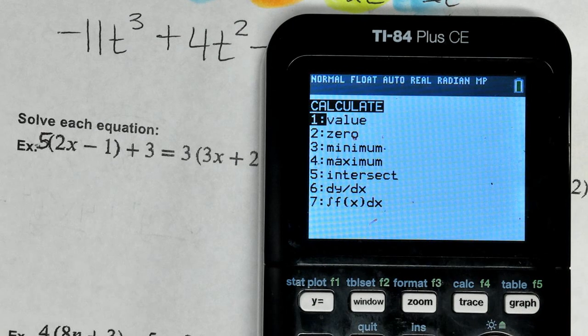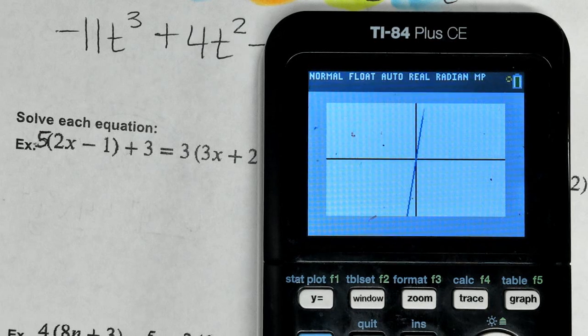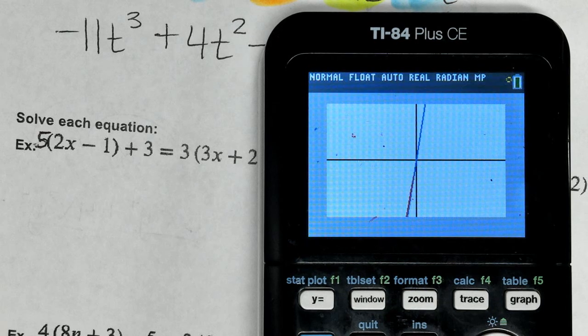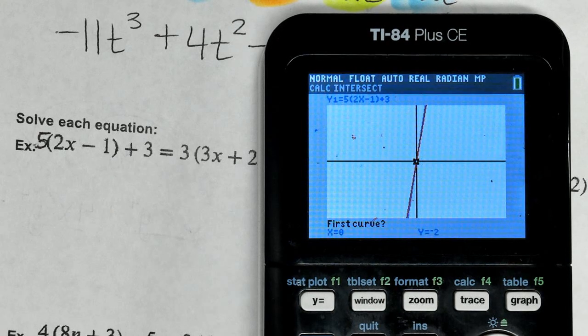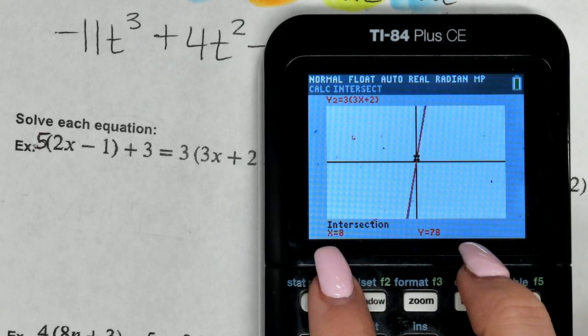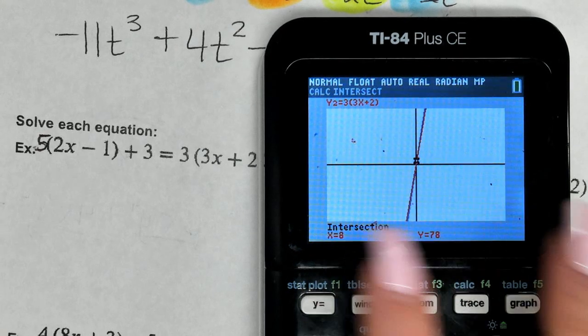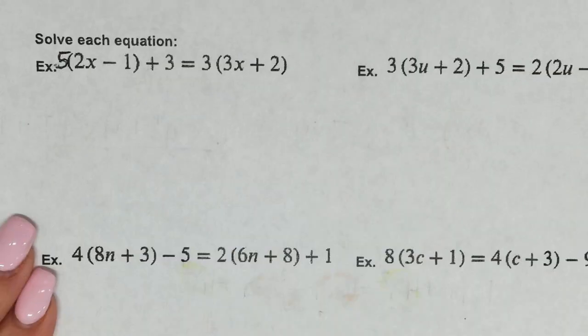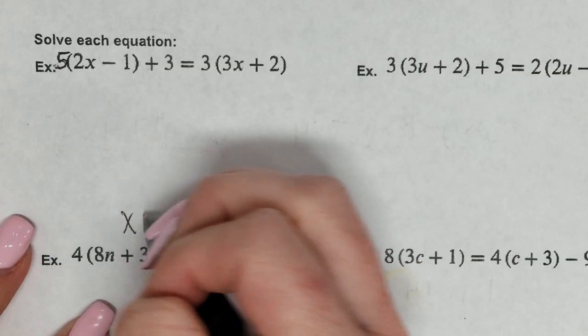Second trace, option. Now, if you are too zoomed in, it's a good chance it's going to give you an error. Just make sure you can see the intersection. Hit enter, enter, enter, and the answer is 8. Write it way down here because we're going to go solve it by hand.